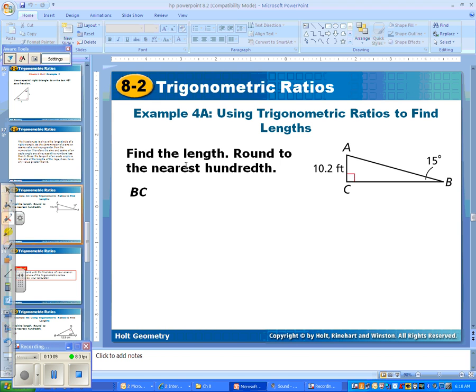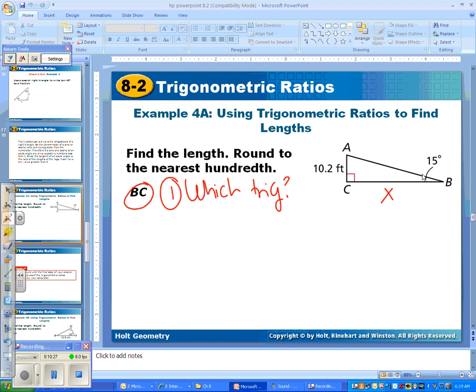So it says find the length of BC, round to the nearest hundredth. So we want to know, I'm going to put an X here. This is what we want to know. How long is this side? So now we know what the angle measure is, and we know what another side length is. And we have to think, first of all, which trig ratio are we going to use?